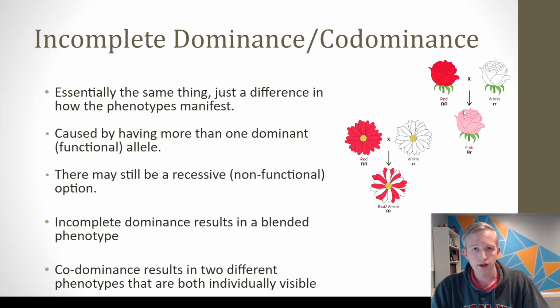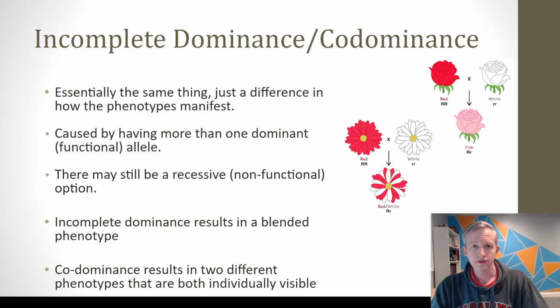Another great example that comes up a lot of codominance is blood type. And so with blood type, you have, let's just take the A, B, and O. You have two different functional versions of a protein, A and B. Those are the two different versions that you could have. And then you have a recessive third option, which remember means that it's just non-functional. It doesn't produce a functional protein, and we call that O-type blood.